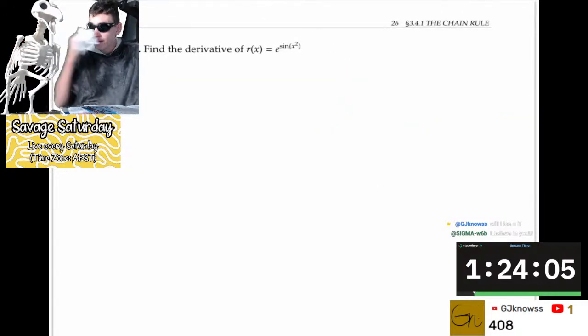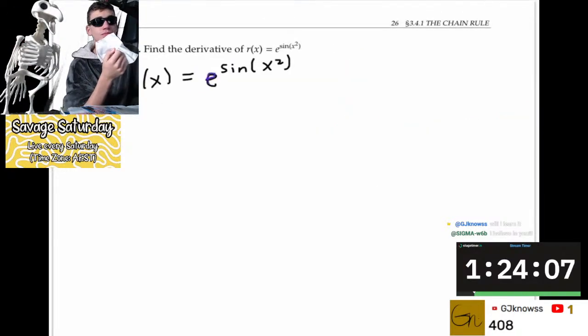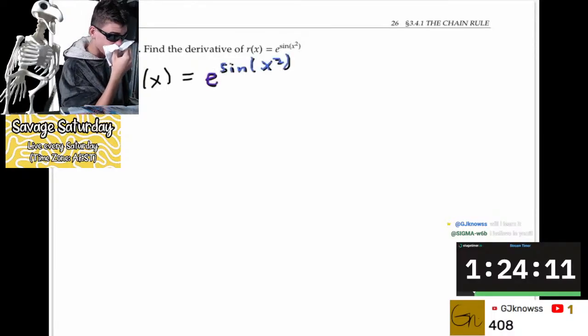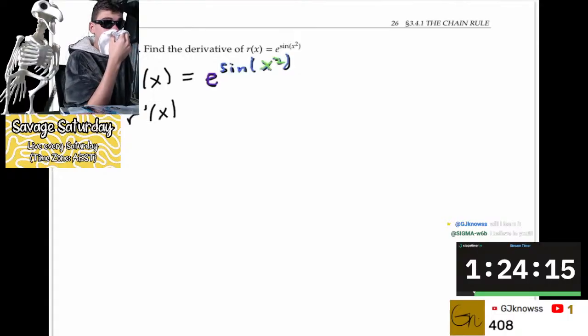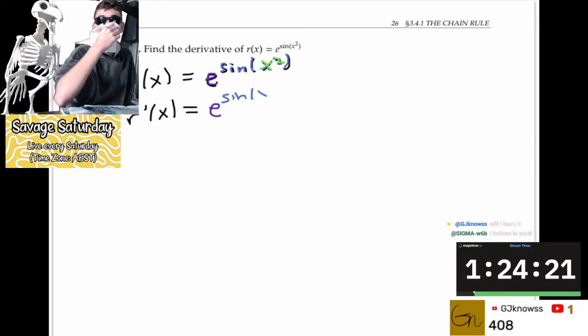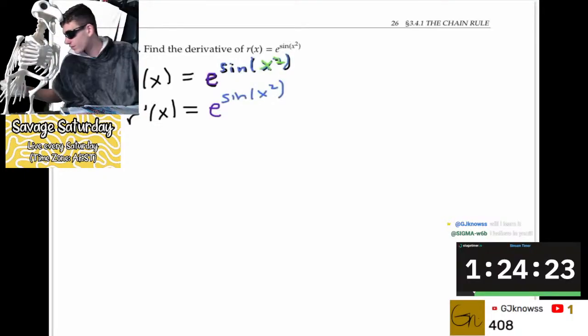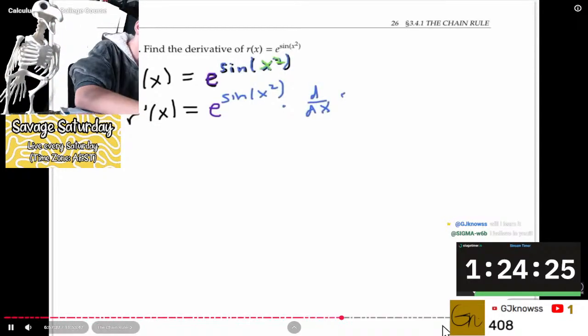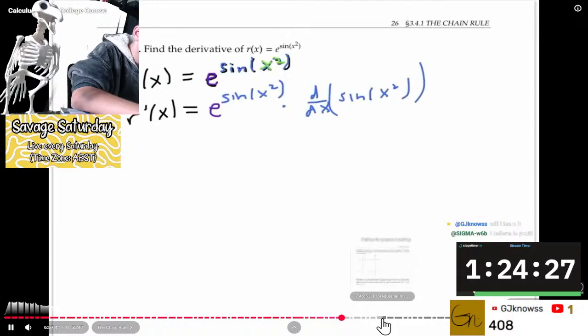In this last example, we're thinking of the outermost function as being e to the power, and its inner function is sine of x squared. So to find r prime of x, we first have to take the derivative of the outermost function. Well, the derivative of e to the power is just e to the power, and now we evaluate that on its inner function, sine of x squared. But now by the chain rule, we have to multiply that by the derivative of the inner function, sine of x squared.